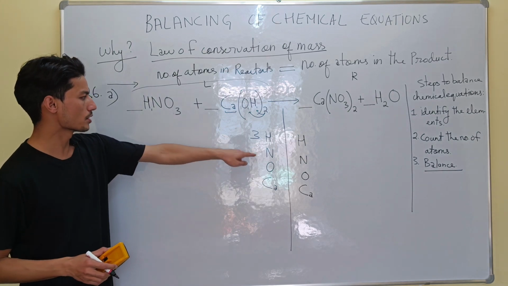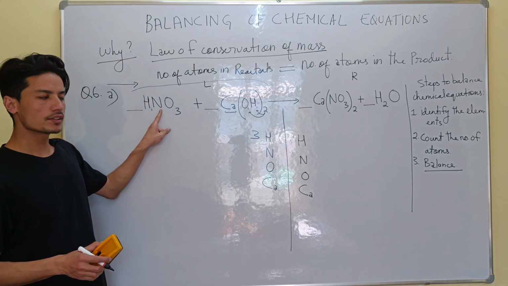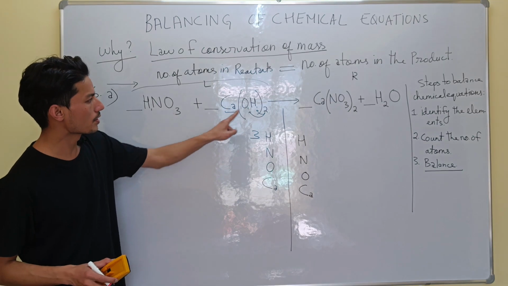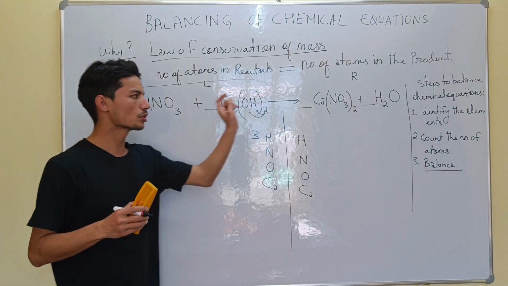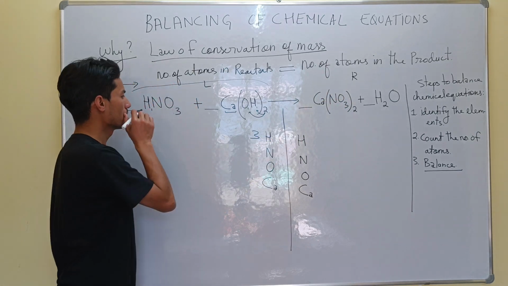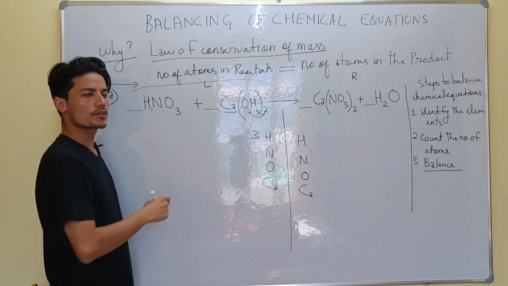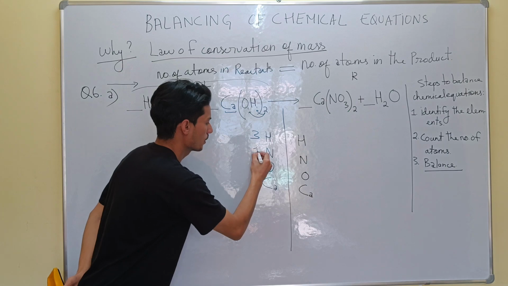Next we go to nitrogen. I see 1 nitrogen here. I do not see any nitrogen here. We are focusing on the reactant side. Do not go to the product side, that we will do later. So I see 1 nitrogen here and I don't see any nitrogen here. So 1 nitrogen, just write 1.